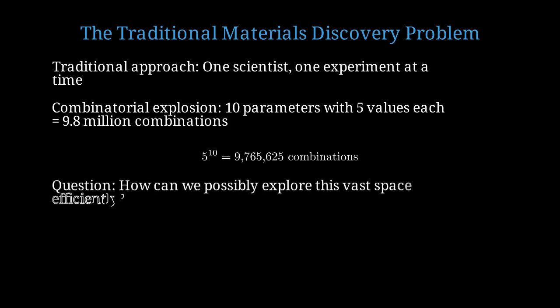So here's the critical question. How can we possibly explore this vast chemical space efficiently? This is where high-throughput synthesis and machine learning come in. The modern approach consists of 6 integrated steps that form a closed-loop optimization cycle. Let me walk you through each step in detail.